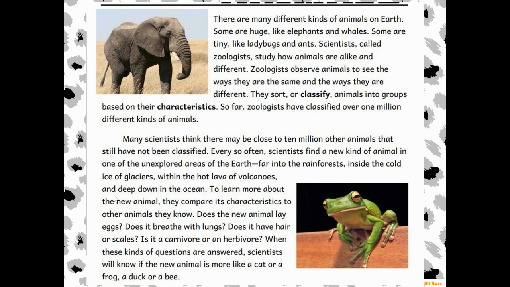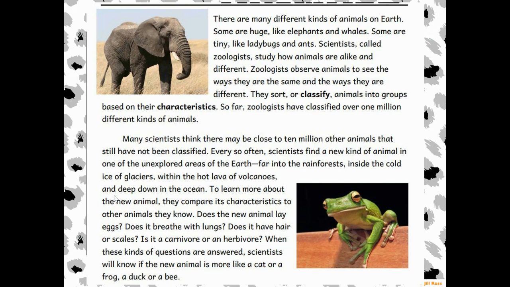There are many different kinds of animals on Earth. Some are huge, like elephants and whales. Some are tiny, like ladybugs and ants. Scientists, called zoologists, study how animals are alike and different. Zoologists observe animals to see the ways they are the same and the ways they are different. They sort or classify, that's our big word, animals into groups based on their characteristics. Characteristics are what they look like, what they are made of, how their features are the same.